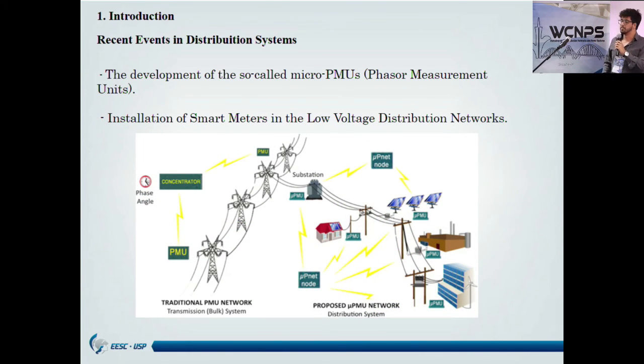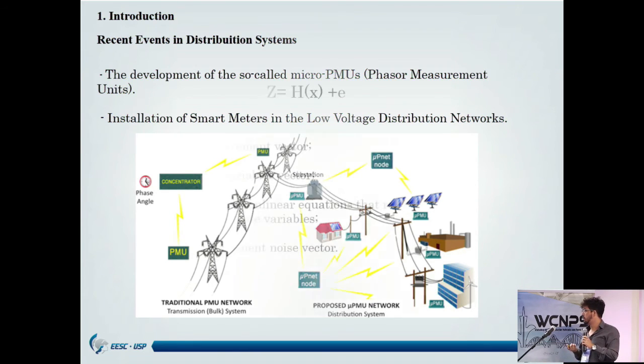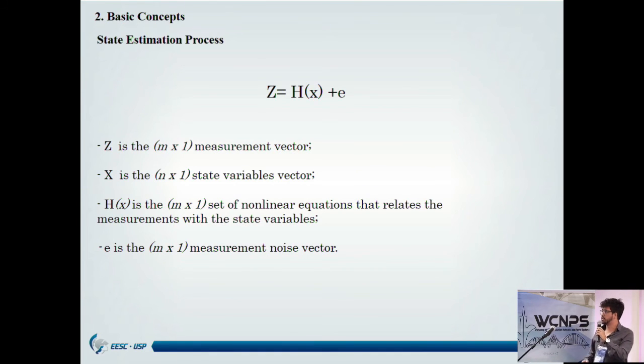Recent events occurring in distribution systems, among them the development of so-called micro PMUs, phasor measurement units, and the installation of smart meters in the low voltage distribution networks. This is the process of state estimation, where z is the measurement vector, x is the state variables vector, h is the set of nonlinear equations that relates the measurements with the state variables, and e is the measurement noise vector.